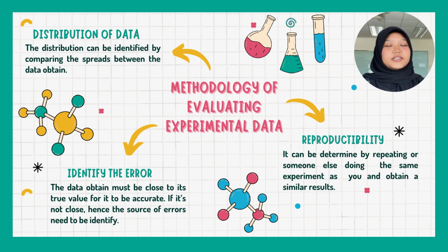Furthermore, there is identifying the error. The data obtained must be close to its true value for it to be accurate. If it's not close, then the source of error needs to be identified. There are 3 sources of error. Firstly, random errors. Random errors are due to things you have no control over, such as a change in room temperature while we were collecting the results. Repeating your measurement and finding a mean will reduce the effect of random errors.